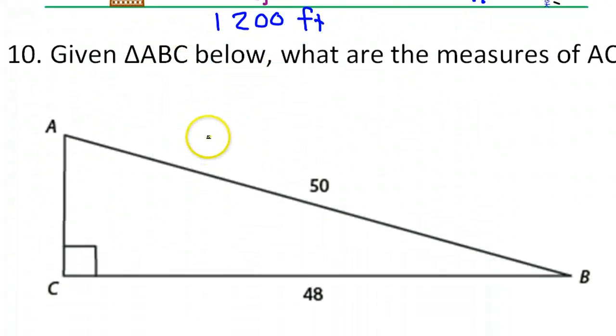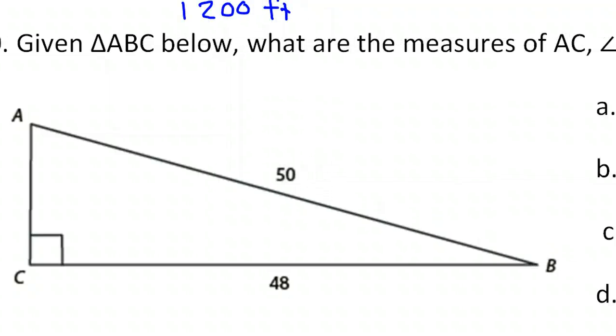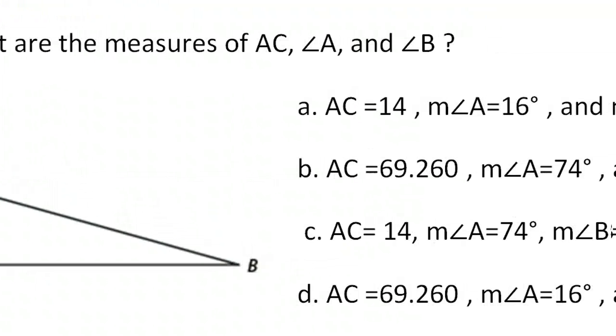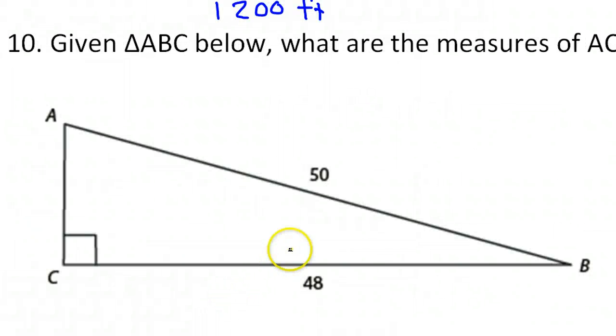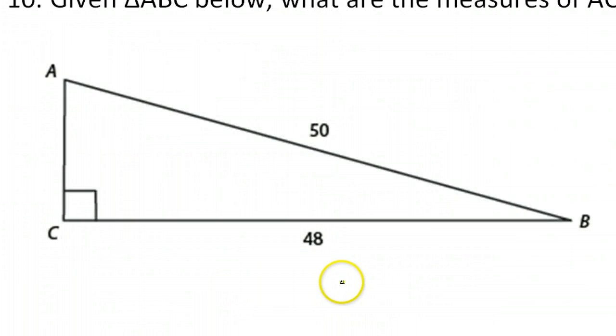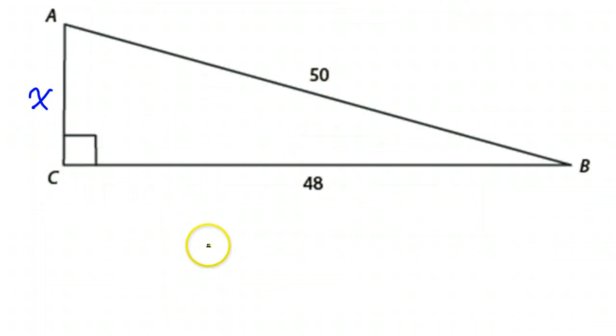Okay, let's move on to number 10. Given the triangle below, what are the measures of AC, A, and B? Well, this is a third opportunity to use the Pythagorean theorem. Anytime we have two sides of the triangle given and we want to find the third side, Pythagorean theorem is the thing to do. So that would be leg squared plus leg squared equals hypotenuse squared. So x squared plus 48 squared is equal to 50 squared.